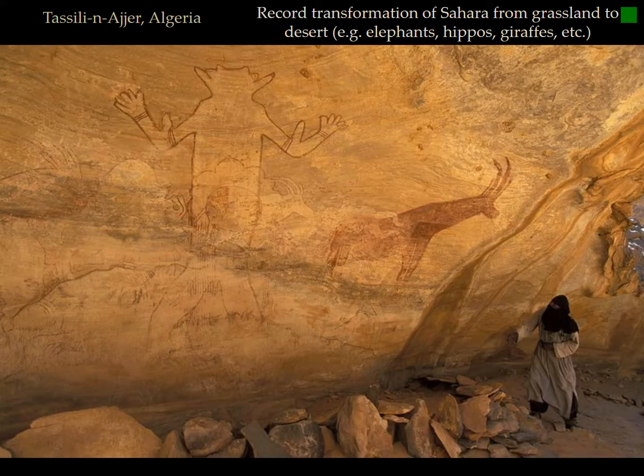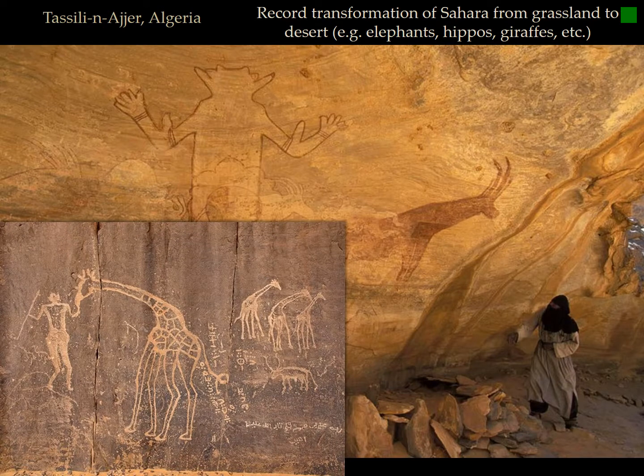Here we find the record of the transformation of the Saharan desert from its original grassland status into the dry, arid features we see today. For originally, we see humans alongside very large animals that required a lot of water and vegetation, such as elephants, hippopotamuses, giraffes, etc. The remnants here are evidence of the changing geography that would lead to this desert-like formation.